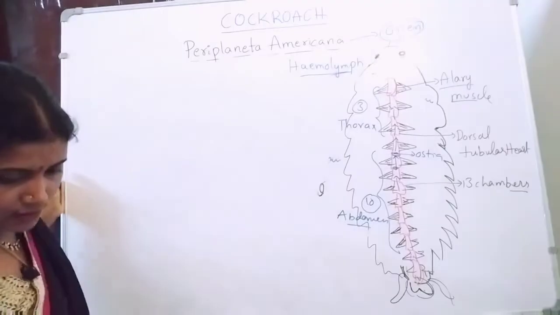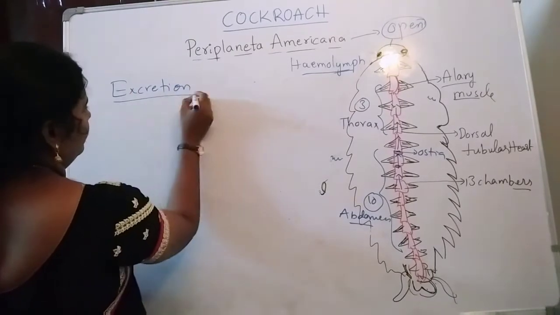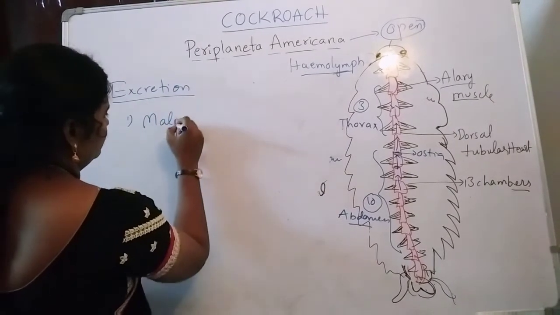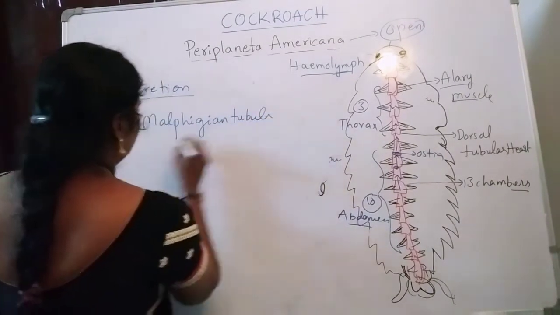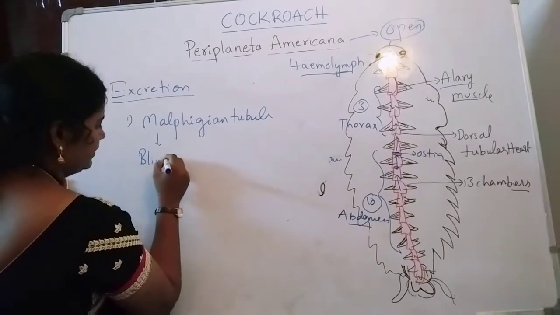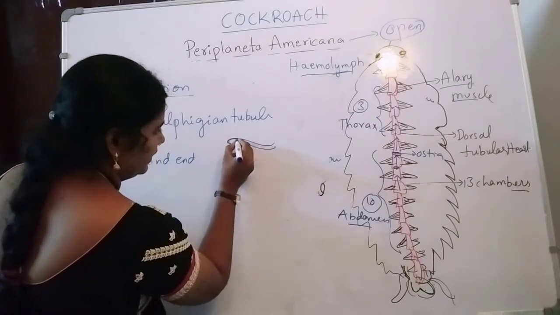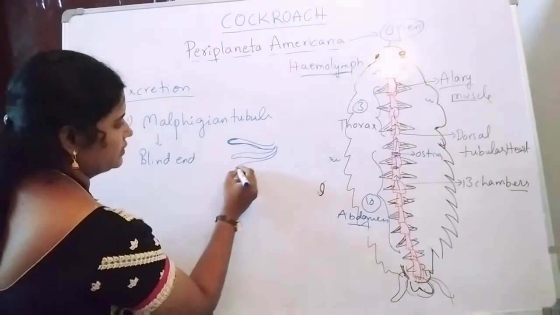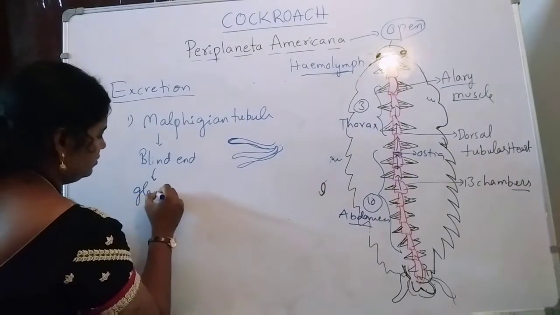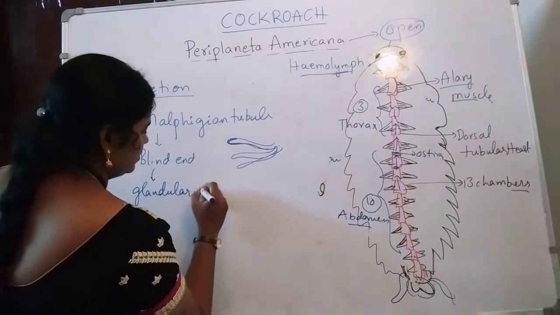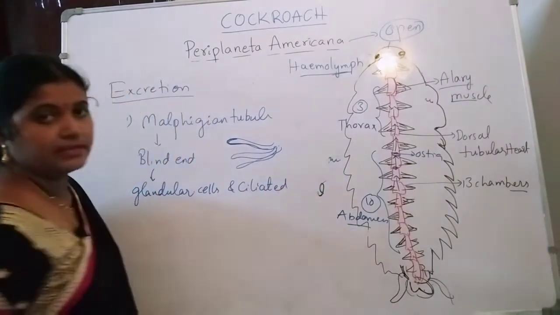Excretion here is through Malpighian tubules. These are blind-ended tubes. Blind-ended means like this, there is no opening, so it will be blind. These blind-ended tubes have glandular cells and ciliated cells.